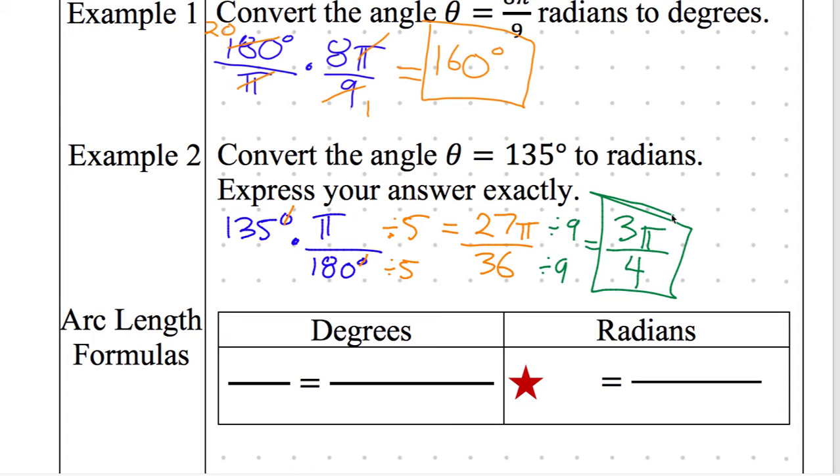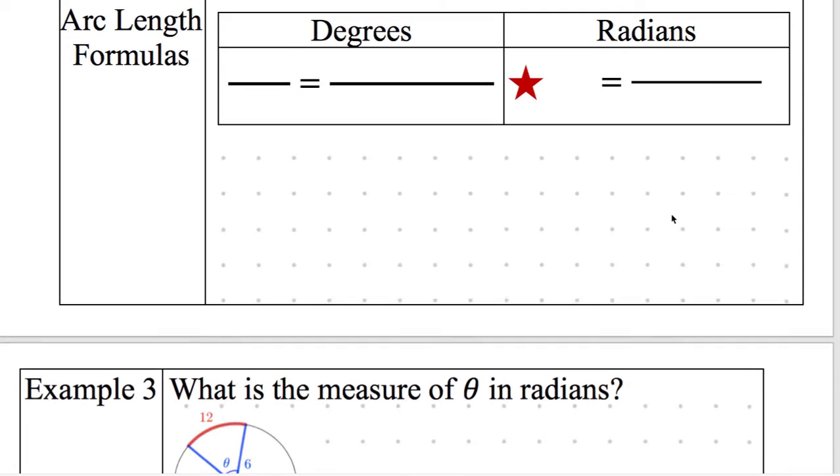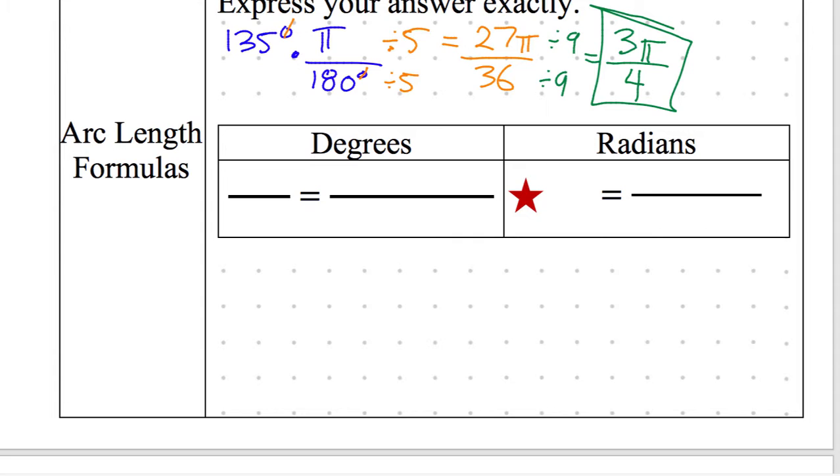All right. That's the first half of the lesson, just converting back and forth between degrees and radians. The second half is using our new arc length formula. 9/4 was not the answer. Our answer was 3 pi over 4. On the left, we have review.